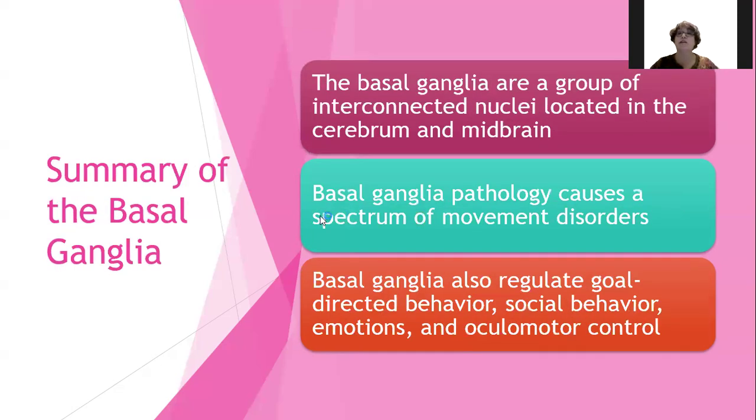So the basal ganglia are a group of interconnected nuclei located in the cerebrum and midbrain. Basal ganglia pathology causes a spectrum of movement disorders, either hypo or hyperkinetic. They also regulate goal-directed behavior, social behavior, emotions, and oculomotor control.